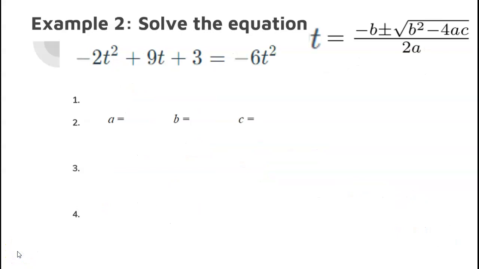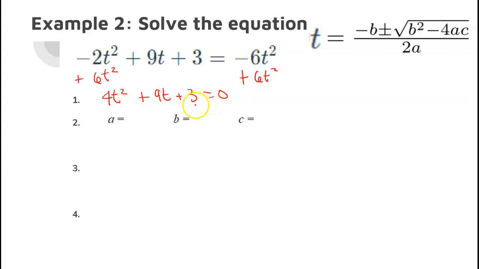Okay, now we're going to try example number 2, which is negative 2t squared plus 9t plus 3 is equal to negative 6t squared. First thing that I notice is that my equation is not in standard form, so we're going to have to get it there. I'm going to add 6t squared to both sides, and that is going to give us 4t squared plus 9t plus 3 is equal to 0.